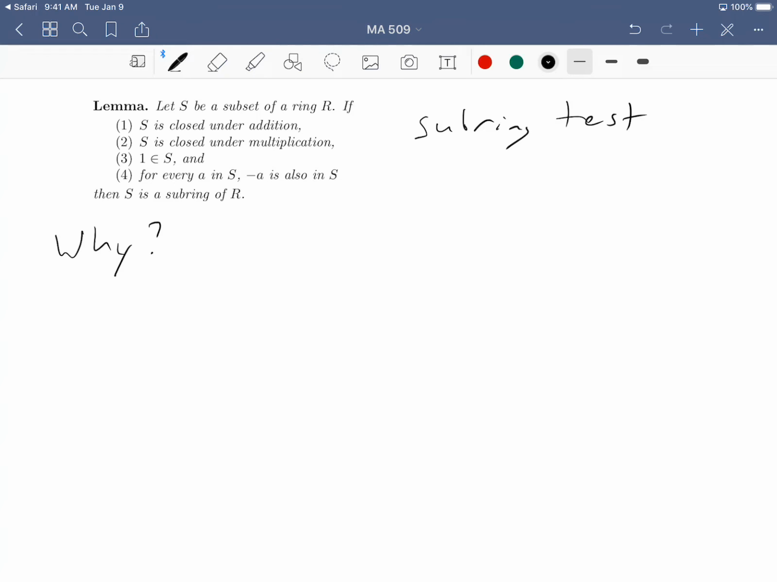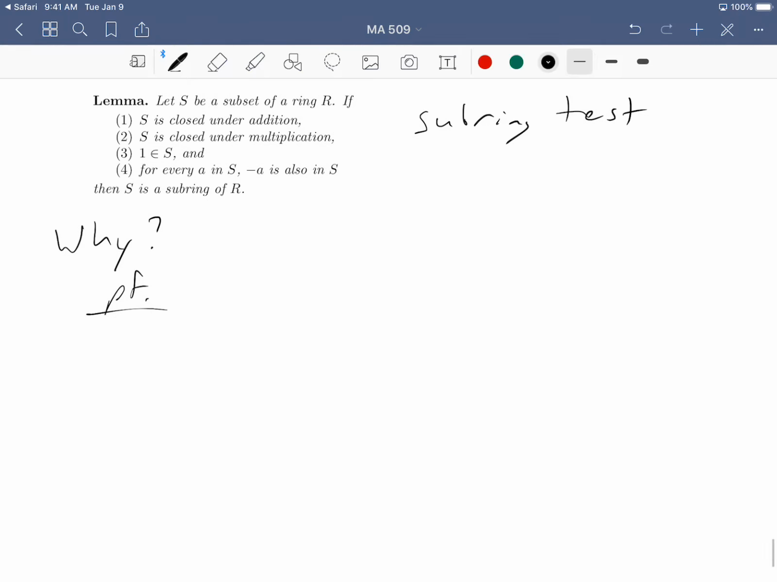And our idea here is we want to figure out why. Why do the rest of them hold? And if you want to see this in action, you can go back to that example of the set of all numbers that were of the form a plus b root 2, where a and b were rational numbers, because we kind of used this lemma without really writing it down. So now we're going to write it down so we can use it easily in the future.